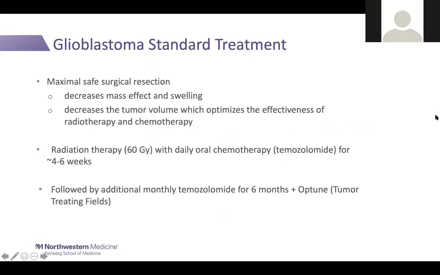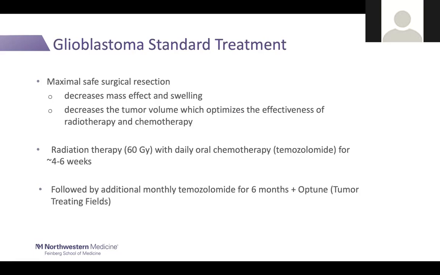And so, as I mentioned, standard treatment for most tumors is how much can we remove. The idea is to decrease the mass effect, how much brain pushing is going on, the swelling as well. And the less tumor that is present in the brain, you can imagine it's easier for what we do afterwards to be more effective. The less tumor present, the more likely the radiation and the chemotherapy are to work. Imagine there's less tumor cells to kill, basically.